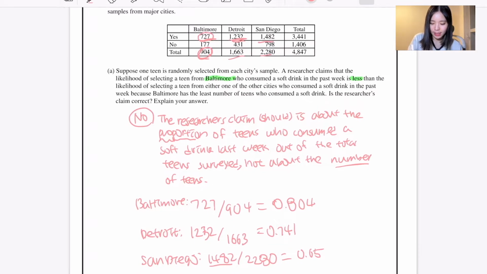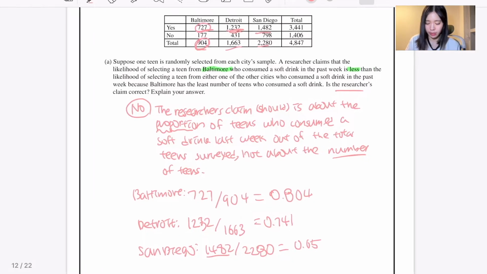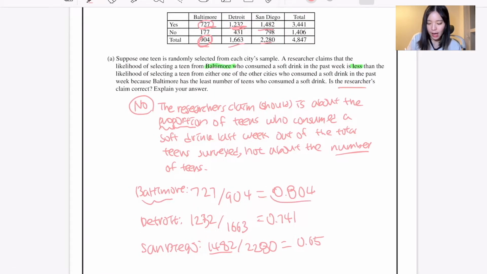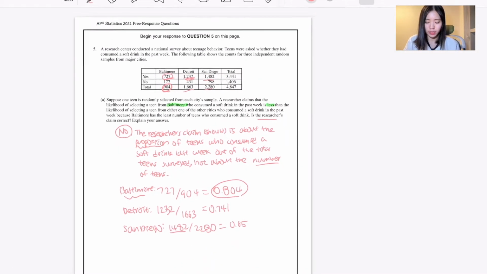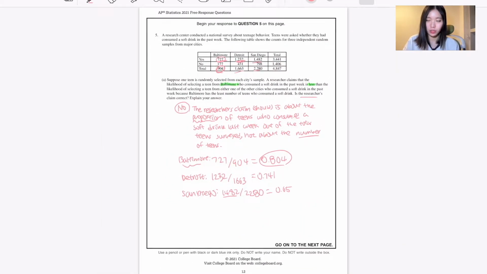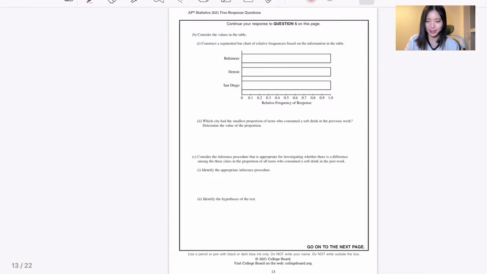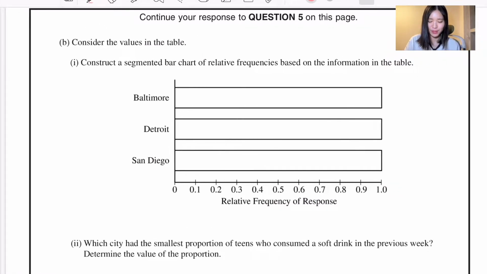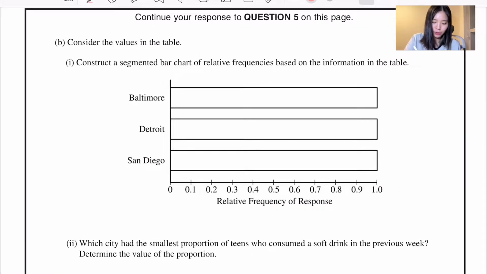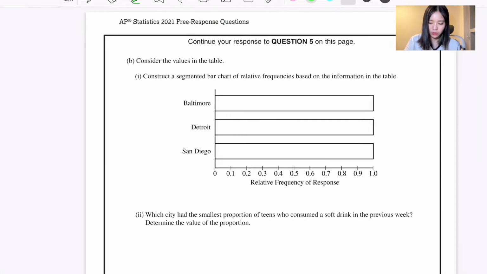And we can see that, contrary to what the researcher's claim is, Baltimore actually has the highest proportion of teenagers who drank soft drink last week. Now moving on to question B. Consider the values in the table. Construct a segmented bar chart of relative frequencies based on the information in the table.